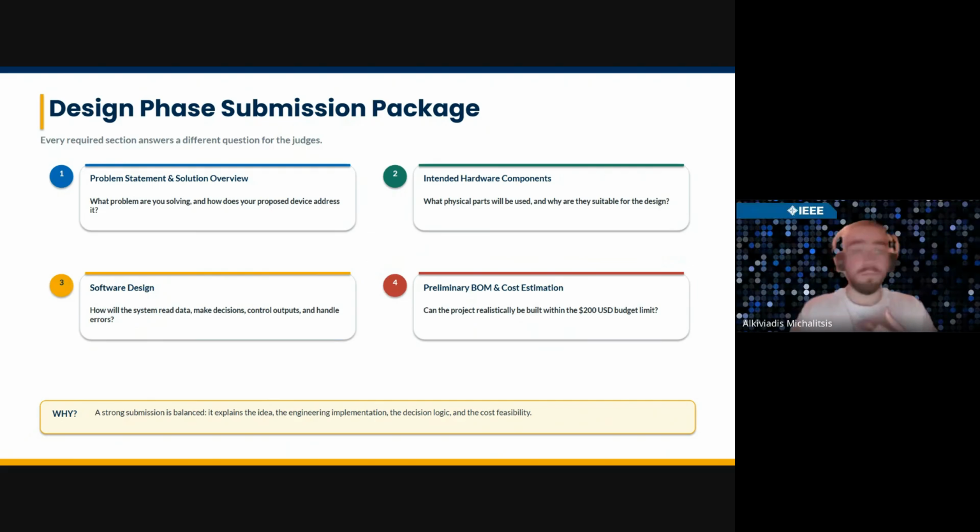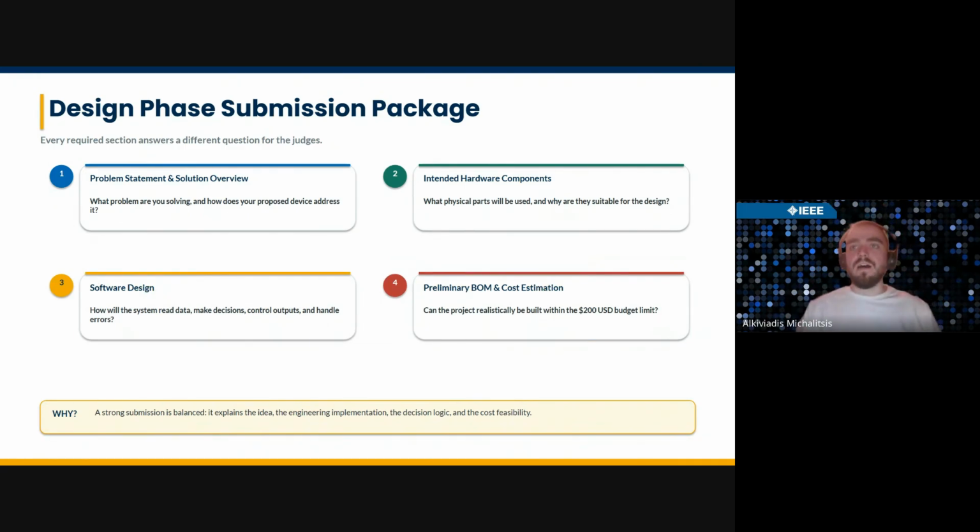So regarding the submission package now, every required section answers a different kind of question for the judges. For example, as you might have seen in our design submission guide, we have the following sub-chapters. One of them is the problem statement and solution overview. You have to describe to us what problem you are trying to solve and how your proposed device addresses it. So what exactly are you trying to fix, and what are you doing differently that hasn't been done yet?